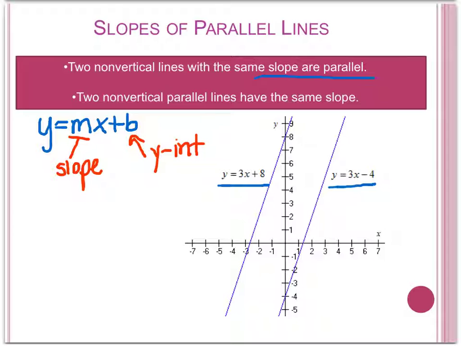As you can see, in y equals 3x plus 8, 3 is the slope for that line. In the next line, y equals 3x minus 4, 3 is also the slope. And since these are equal, we know these 2 lines are parallel.